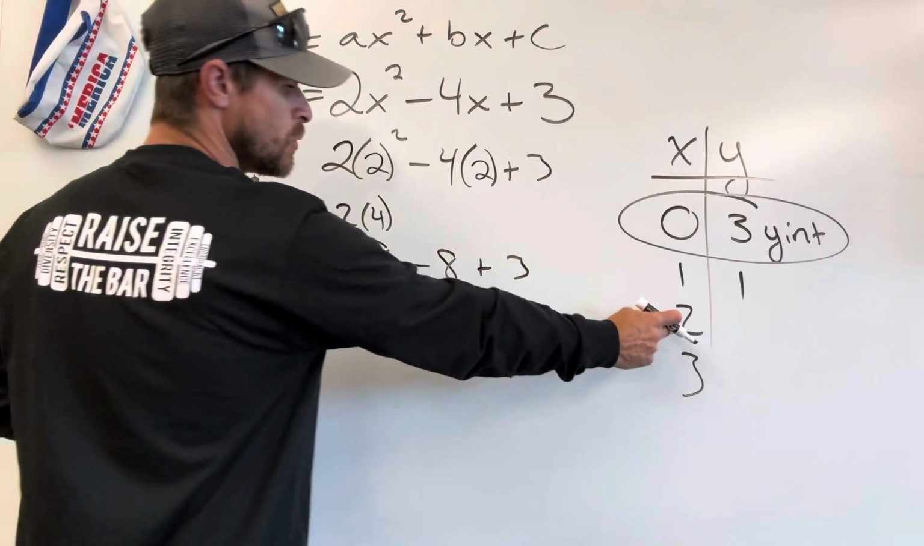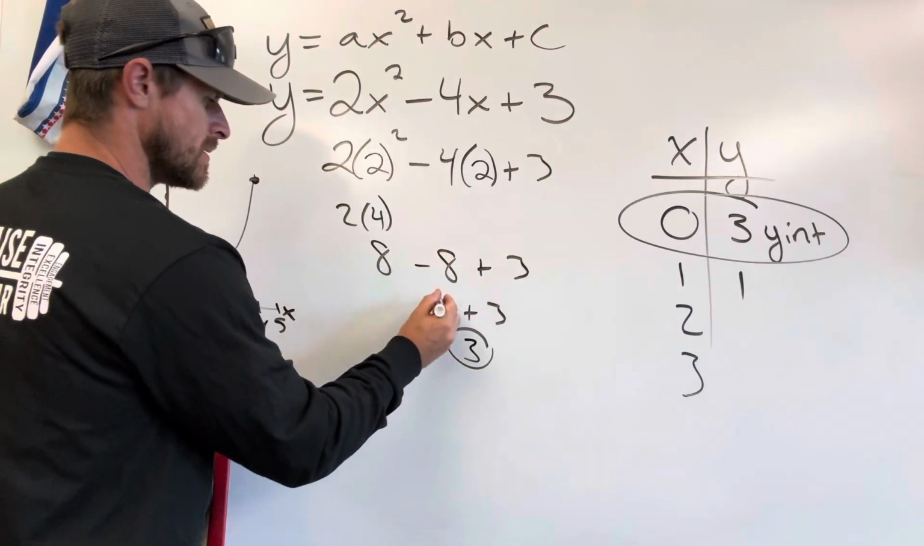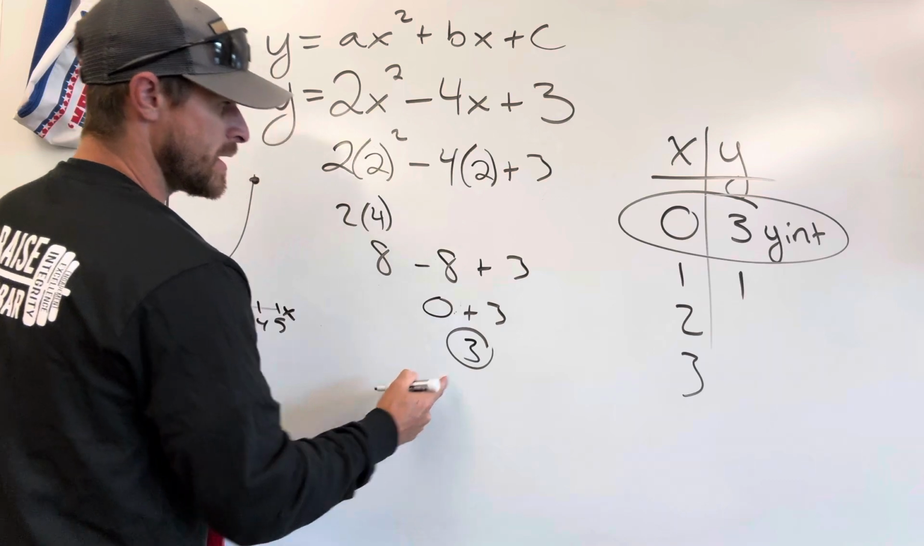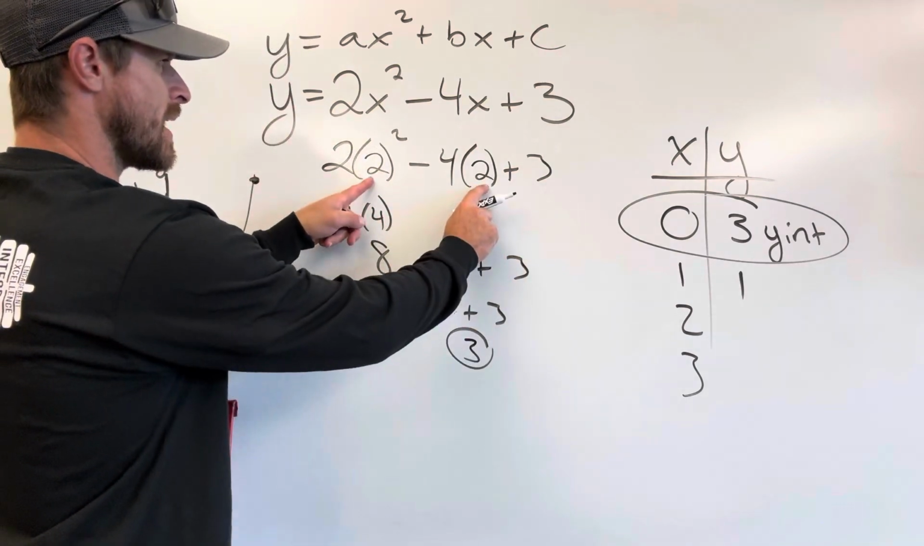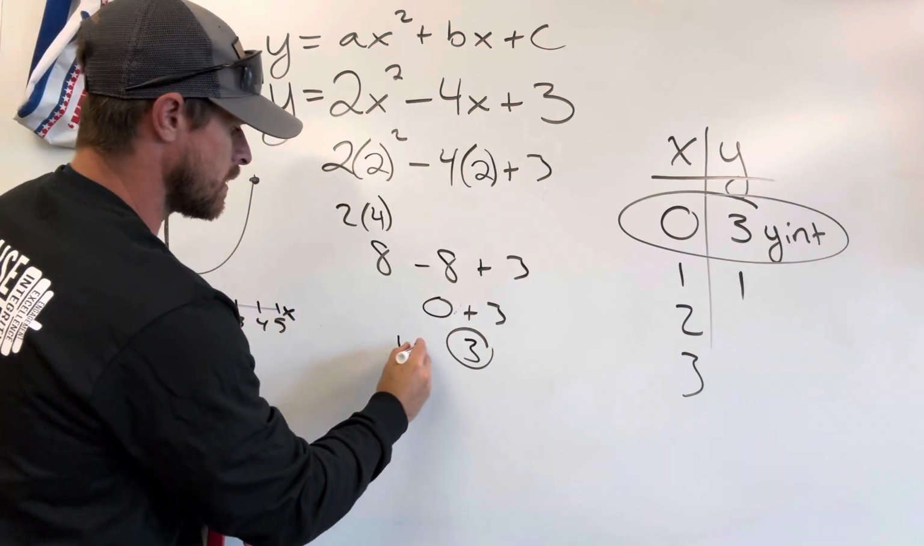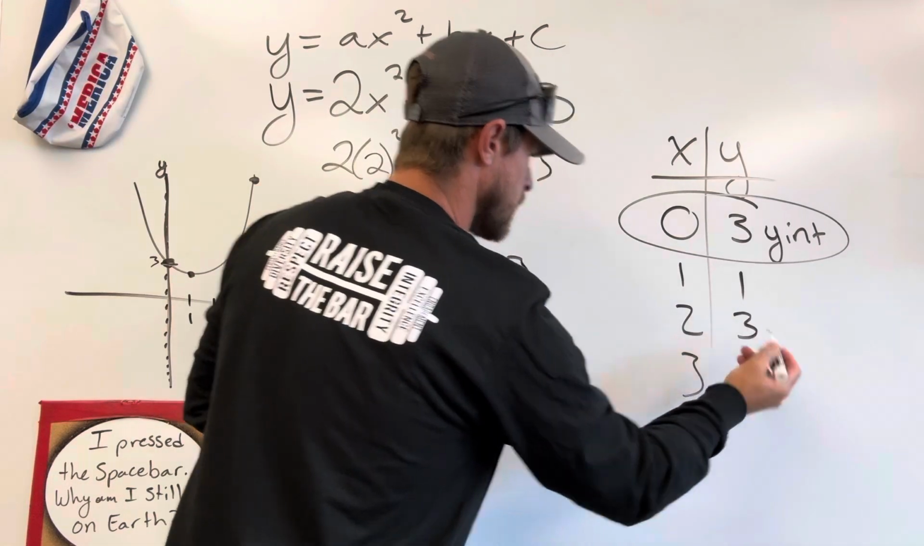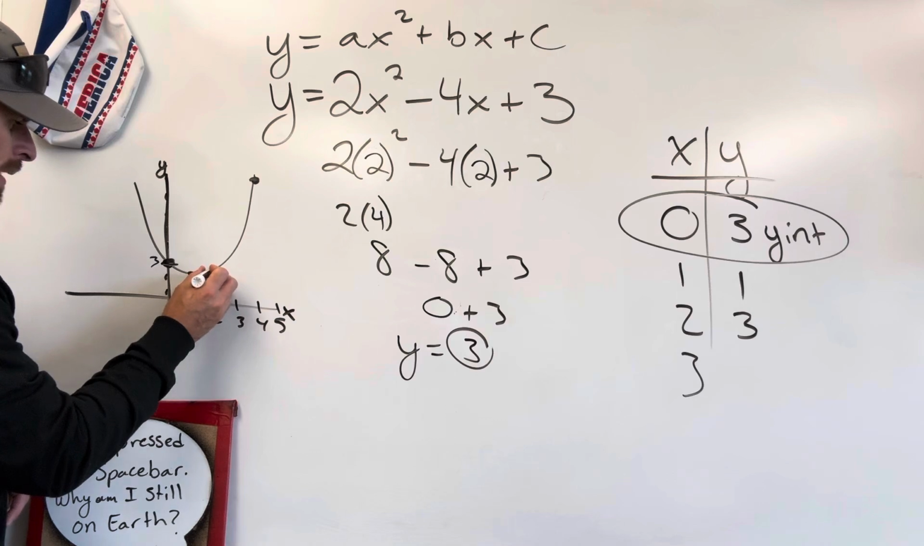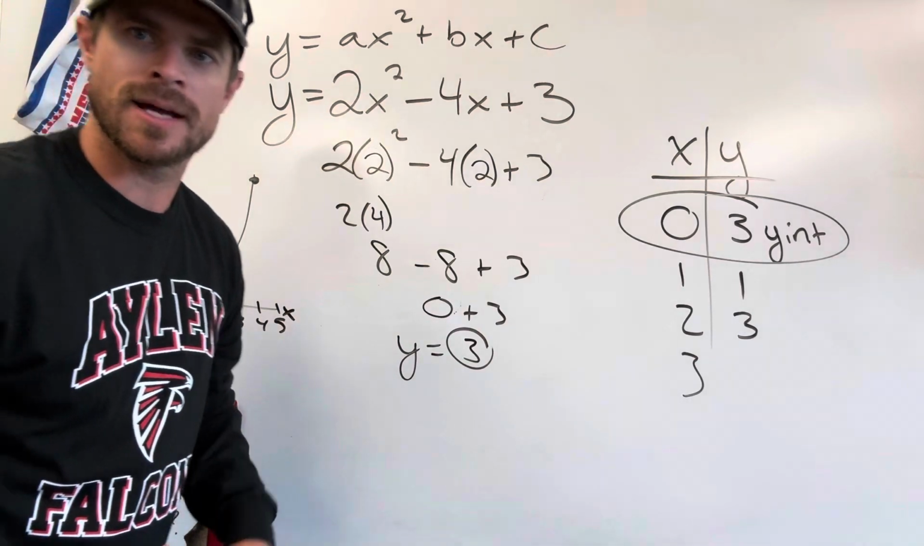So when I put a 2 in, 8 minus 8 made 0. 0 plus 3 made 3. So when 2 was my x value, my y value came out to 3. 2 over, 3 up. By golly, look at that. It looks like we're making the parabola I had drawn out.